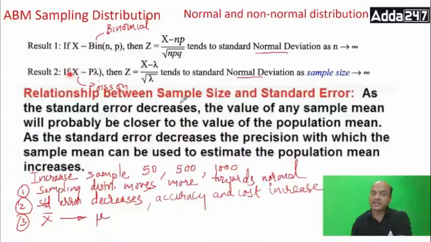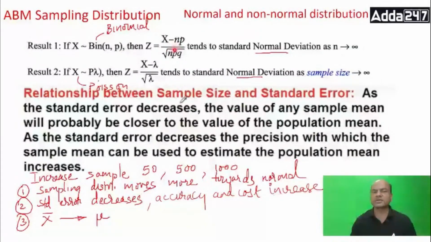Second one, X is Poisson with parameter lambda. This is the Poisson distribution, you will see it again in the probability chapter. There I'll take it in more detail. Right now, don't go into it. Right now, you only understand that let it be binomial or Poisson, as you go on increasing the sample size, it will become more normal, tends to be normal.